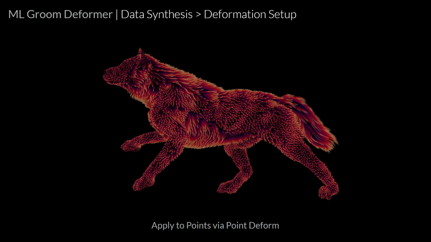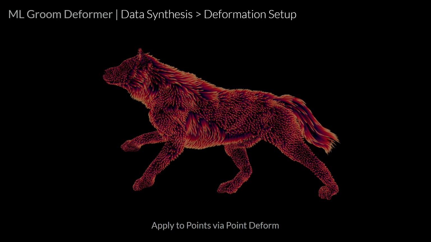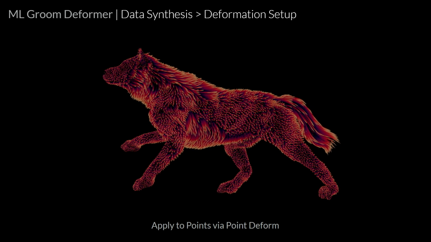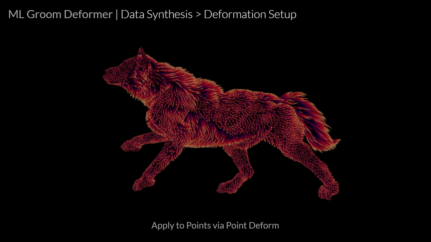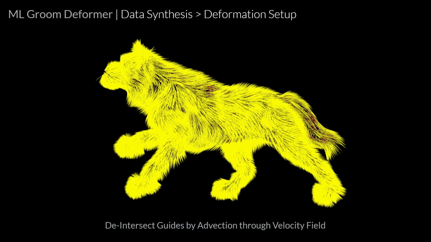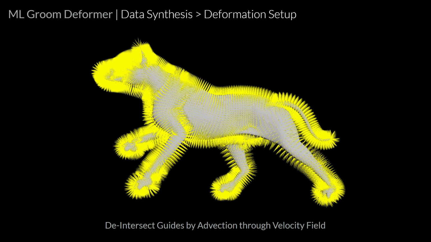And if you apply this to the hair curves, you can see how all those jagged edges on the top get smoothed out and the volume gets preserved really nicely. This is the ideal result we want to train for. In an extra step, I'm turning the groom into a velocity field to de-intersect it.